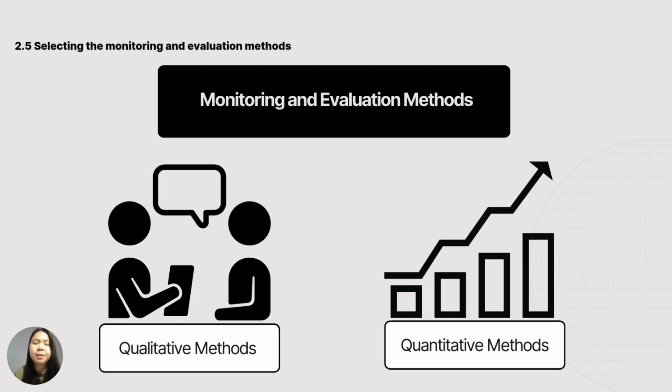So there are two main methods used in monitoring and evaluating ACSM programs. We have qualitative methods and quantitative methods. Qualitative methods may include in-depth interviews, focus group discussions, or anecdotal feedback mechanisms such as diaries and observational studies, while quantitative methods may include sales data, service statistics, or surveys.